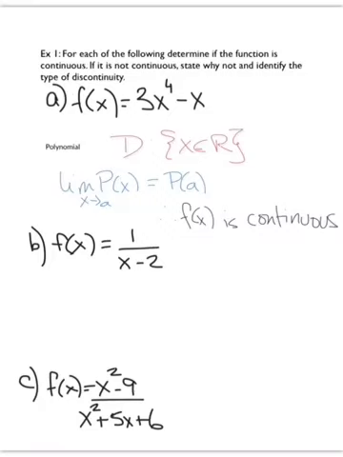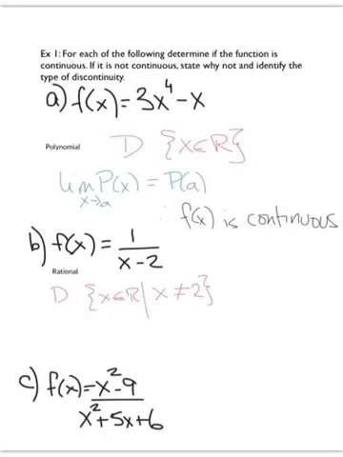This looks like a rational function, and for a rational function, the domain in this case is x is an element of the reals such that x cannot equal 2, because we have a vertical asymptote at 2. Setting the denominator to 0, 2 minus 2 is going to give you 0, so x cannot be equal to 2.